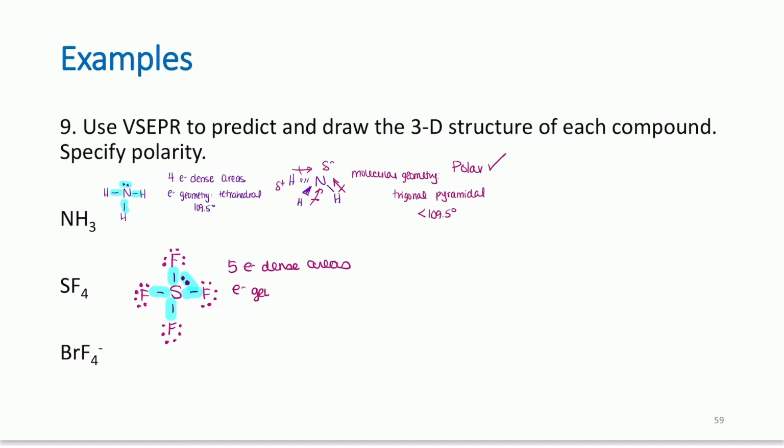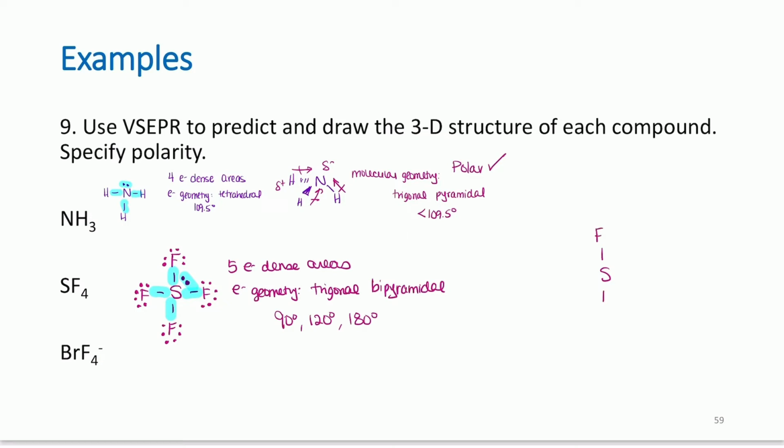Therefore, my electron geometry is trigonal bipyramidal, which has 3 different bond angles. It has 90-degree bonds, 120-degree bonds, and 180-degree bond angles. Let's go ahead and put this into its molecular geometry so we can see its actual shape.